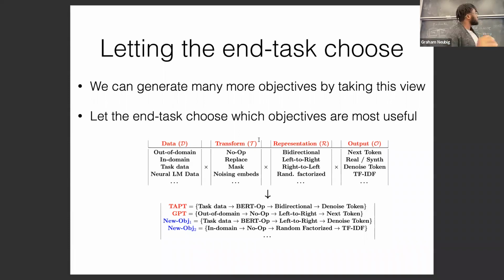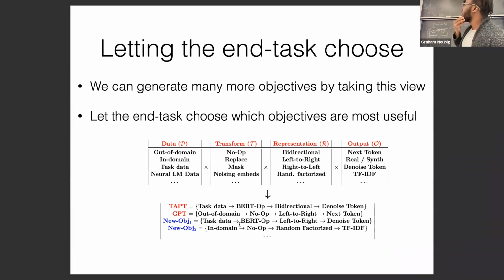So given the search space that we've defined, which is decomposing all these pre-training design choices, we can simply take the cross product of these design choices, which are these design stages here: data, transform, representation, output. Taking the cross product reconstructs existing objectives that we are already familiar with, like GPT, BERT, TAPT, etc. But in the space of this cross product are also new objectives that we've previously not investigated. And the idea is that some of these new objectives, constructed from previously ignored combinations of pre-training design choices, might actually end up being useful to specific end tasks if we give those end tasks the opportunity to choose which pre-training design choices they want. Does that make sense? Any questions?